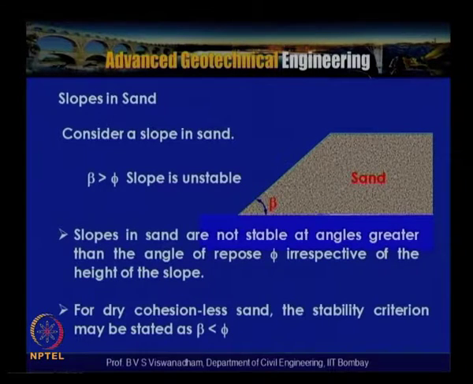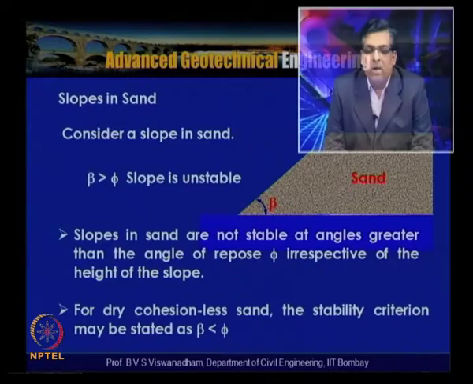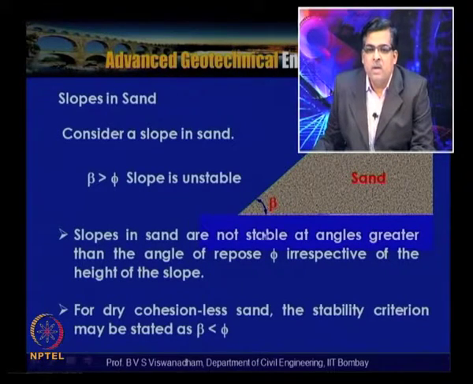Now consider as a first example slopes in sand. In this figure, a typical slope formed with dry sand is shown, with slope inclination beta and a certain height h. If phi is the friction angle, the maximum friction angle the sand can have for a stable condition is called the angle of repose. For beta greater than phi, that is, slope inclination greater than phi, the slope is unstable.